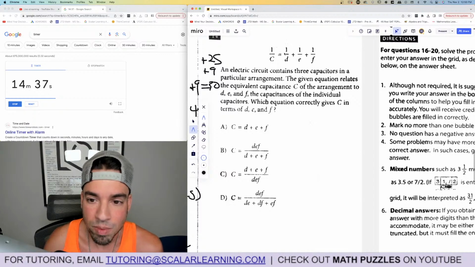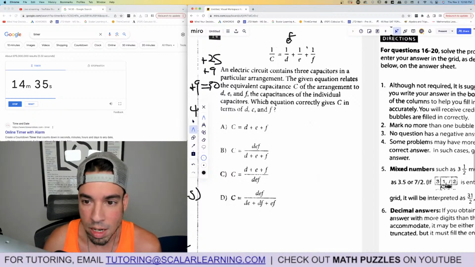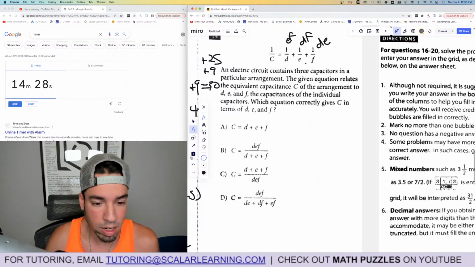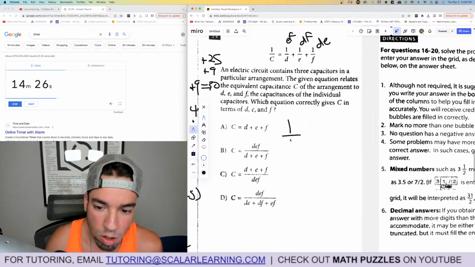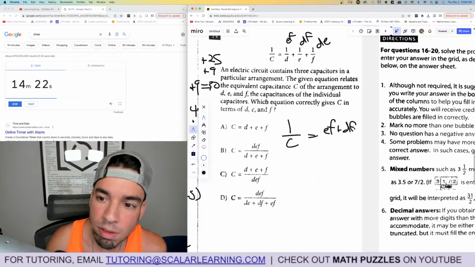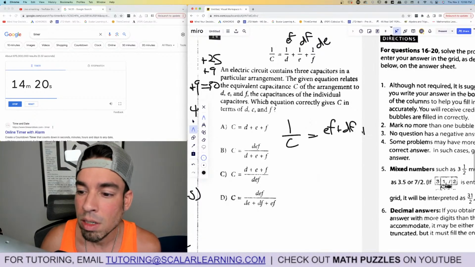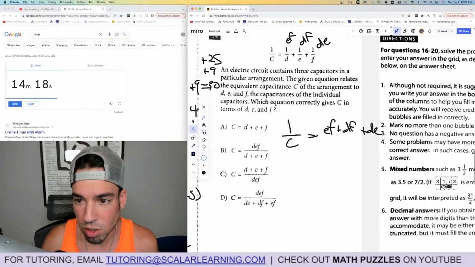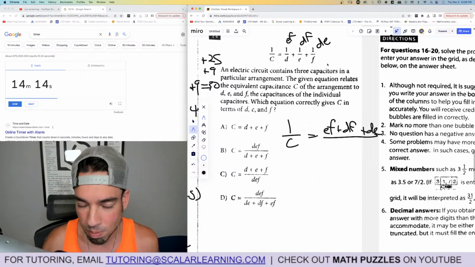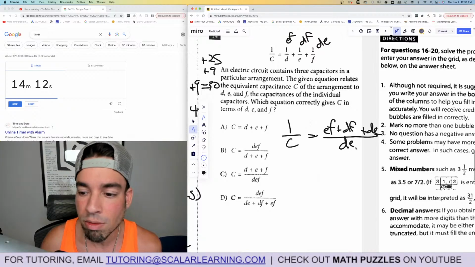So we're going to multiply this one by EF, this one by DF, and this one by DE, right? DE over DE, I should say. I'm kind of doing shorthand in the interest of time. So I got 1 over C equals EF plus DF plus DE, because those will be the new numerators after I multiply top and bottom by these values. And then over that nice common denominator of DEF, okay?